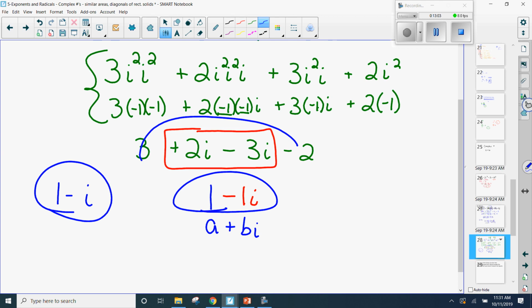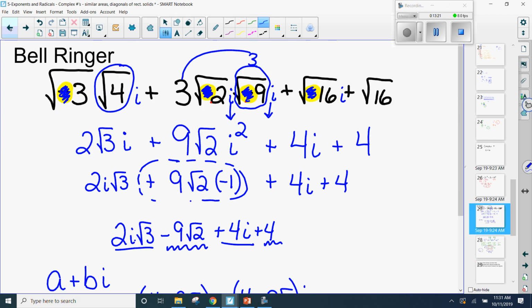Do you have to put it in a plus bi form? Yes, if they ask for that format. So if I were to assign it in IXL, I believe they ask for it in that format. It's a confusing 2 slides, 3 slides. This slide. Yeah.